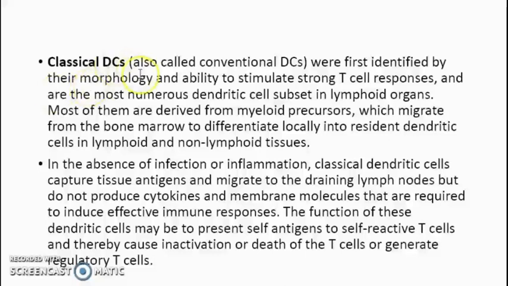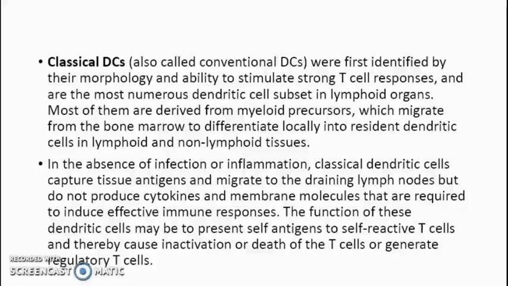The classical dendritic cells, also called conventional dendritic cells, were first identified by their morphology and ability to stimulate strong T-cell responses, and are the most numerous dendritic cell subset in lymphoid organs. Most of them are derived from myeloid precursors, which migrate from the bone marrow to differentiate locally into resident dendritic cells in lymphoid and non-lymphoid tissue.